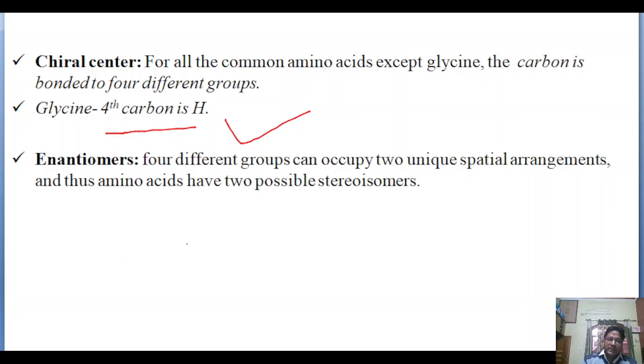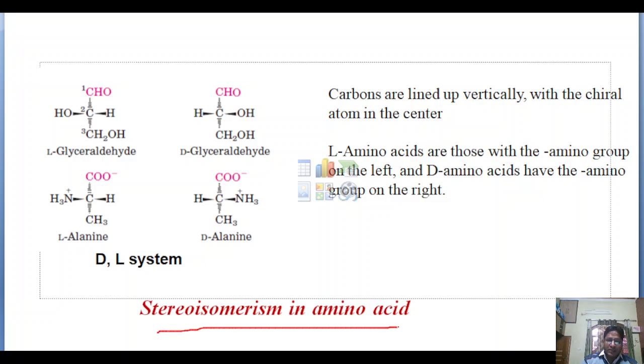As we learned in stereochemistry, when four different groups are present on a carbon, they can occupy a spatial arrangement in space, and thus amino acids have two possible stereoisomers, the D and L forms. These groups can be arranged in two different forms, which we will discuss in the coming slide. Due to this, amino acids can be called D amino acids and L amino acids. That is the stereoisomerism in amino acids.